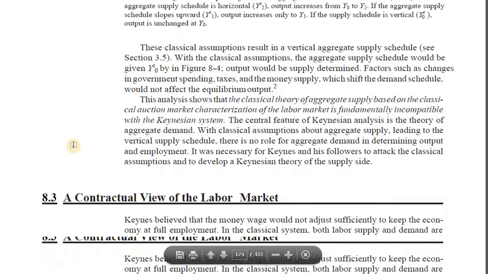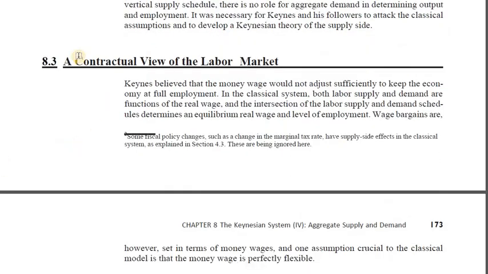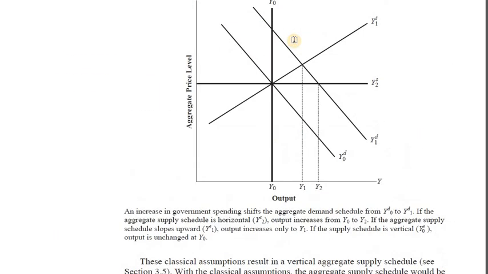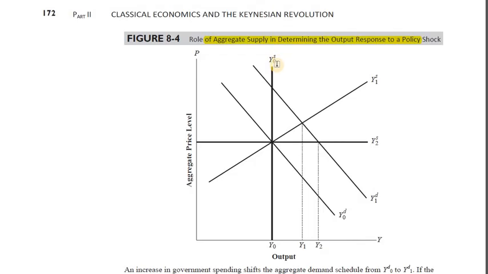Alright, now let's get on to the next condition, which is a contractual view of the labor market. While the classical version of the aggregate supply curve is vertical, this is something that we have already studied. The new thing is why Keynes was of the view that aggregate supply cannot be vertical, why it could be either upward sloping or horizontal. This is something that we have to study from this chapter.